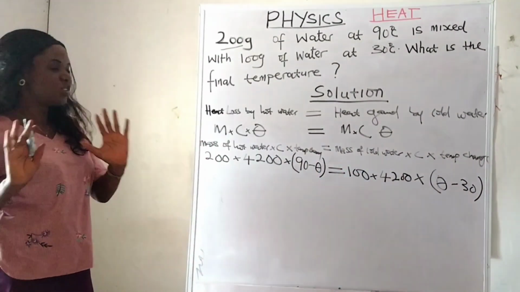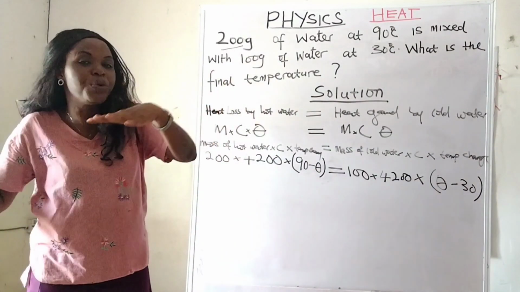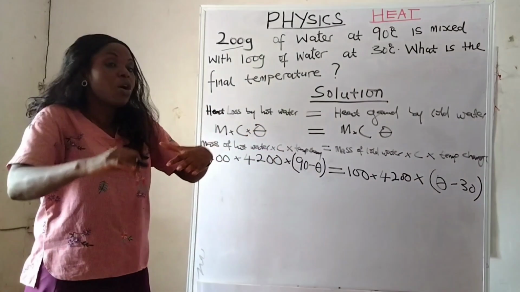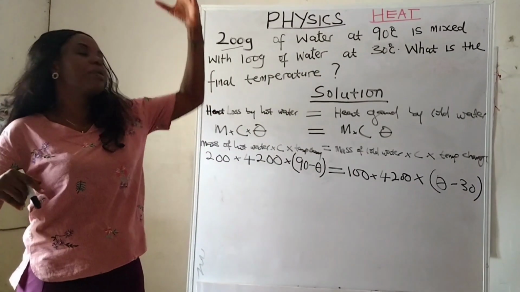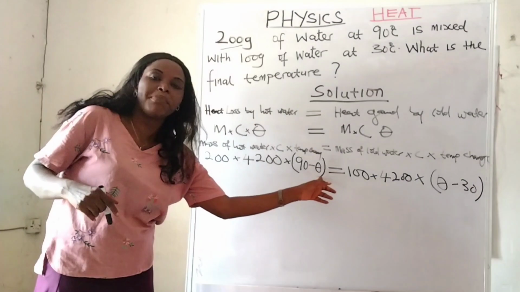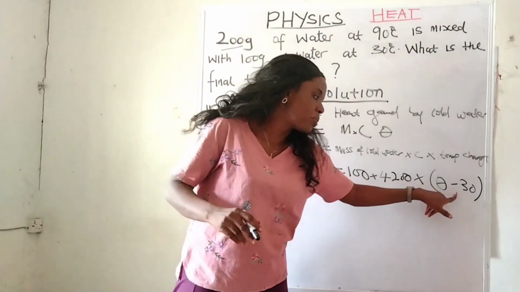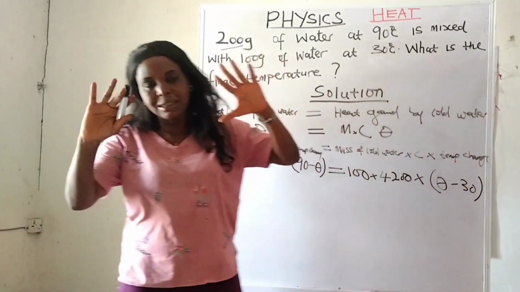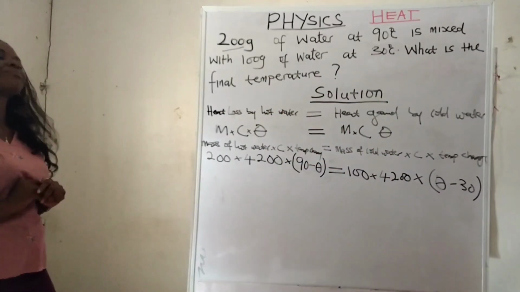That is what I want you to observe, so that next time you'll be solving mixture of whatever liquid or whatever solid or anything of higher temperature and lower temperature. Know that the higher temperature will subtract the resulting temperature, while the resulting temperature will subtract the lower temperature. That is the rule. That is how to solve it and get it correct.